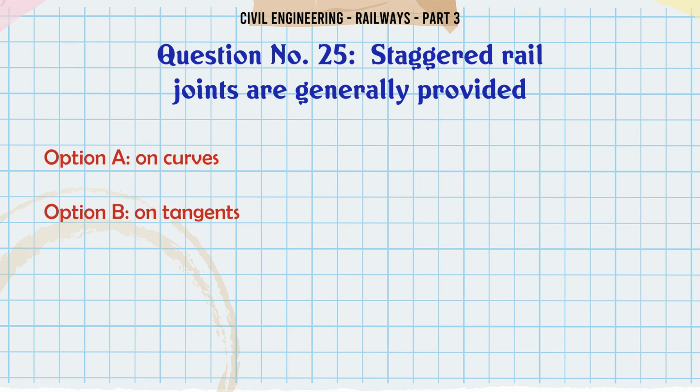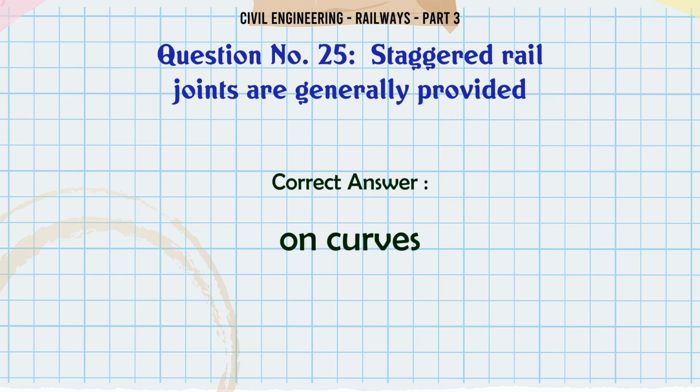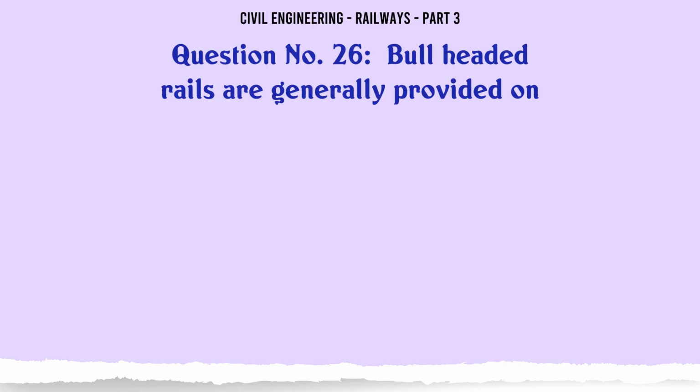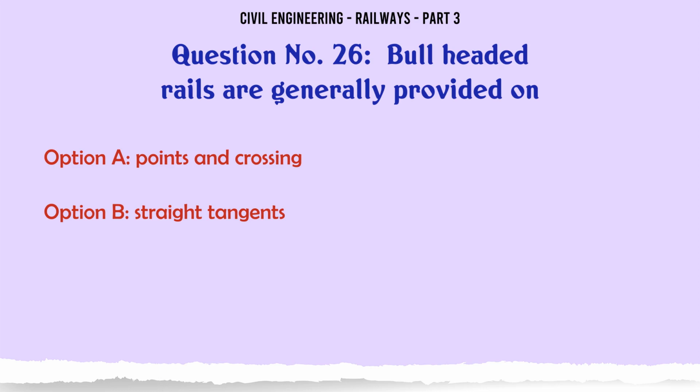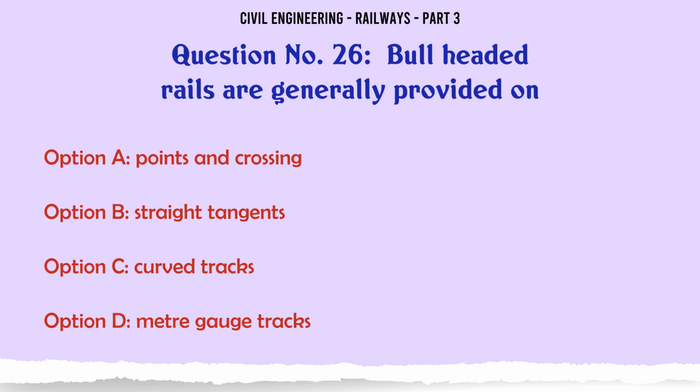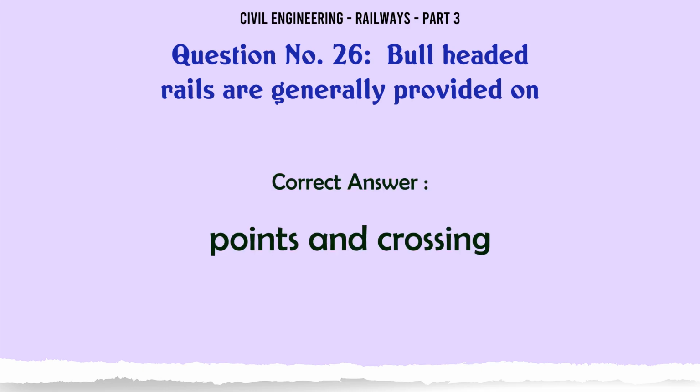Staggered rail joints are generally provided A. on curves. B. on tangents. C. on bridges. D. in tunnels. The correct answer is on curves. Bull-headed rails are generally provided on A. points and crossing. B. straight tangents. C. curved tracks. D. meter gauge tracks. The correct answer is points and crossing.